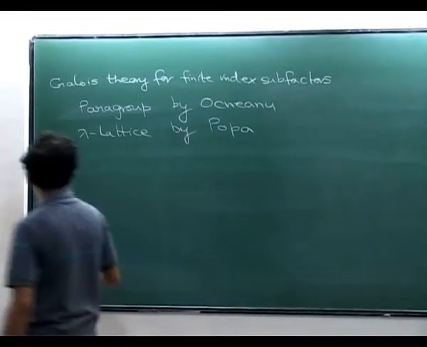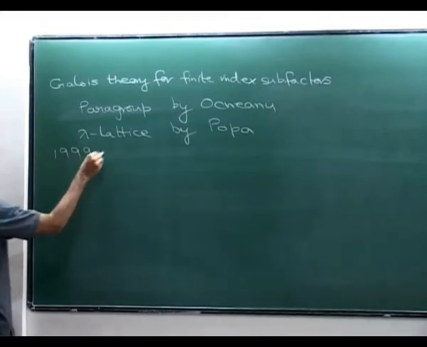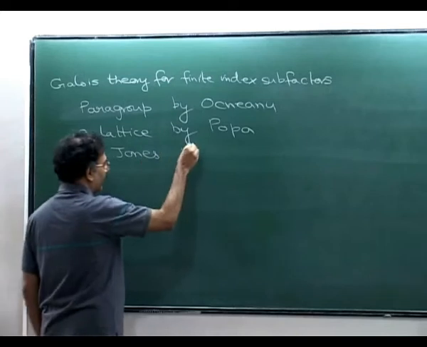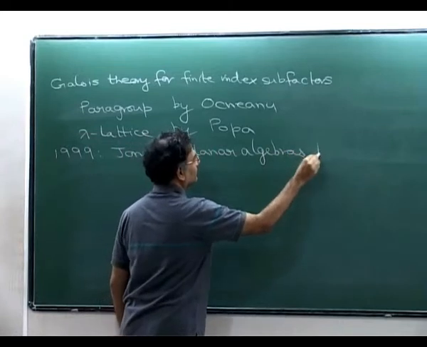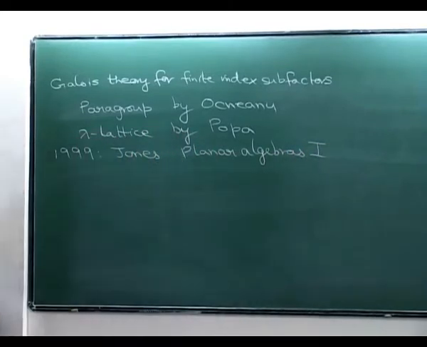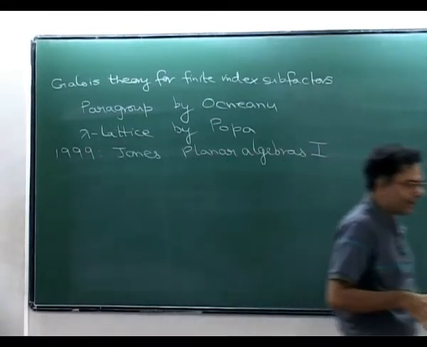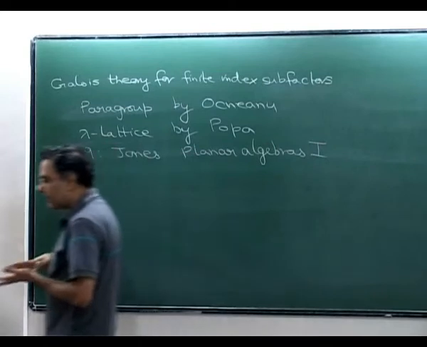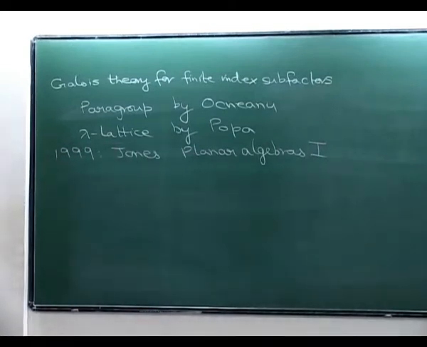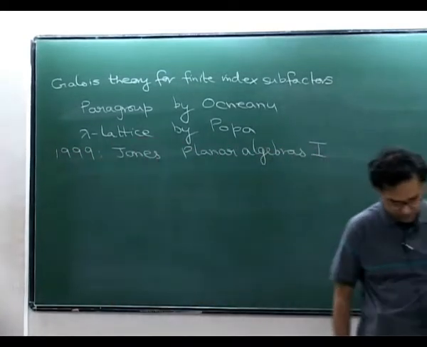Then in 1999, Jones wrote another paper. This is called Planar Algebras 1. In it he visualized the same invariant, what is called a paragroup or equivalently a lambda lattice, in terms of an object which he called planar algebras. And these planar algebras are still quite complicated objects. You can't get rid of all the complications, but nevertheless it's very nice and pictorial. Many proofs become extremely simple when viewed in terms of planar algebras. And so this is the thing that we are going to look at.